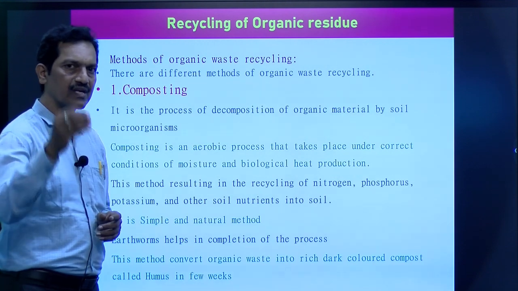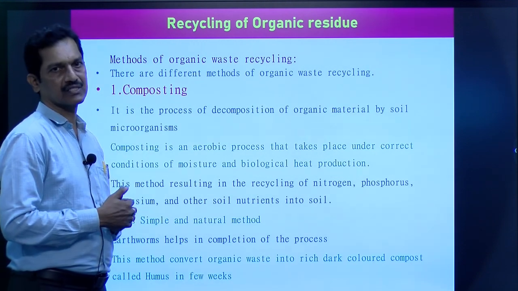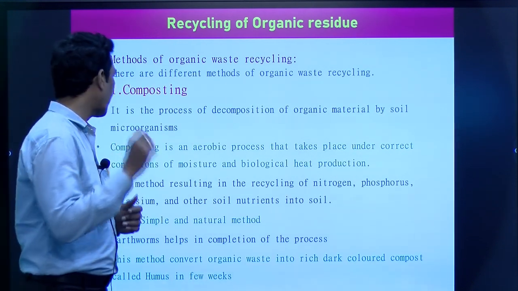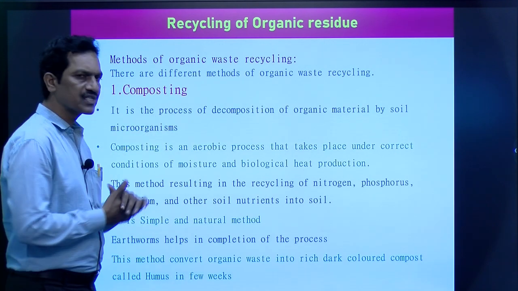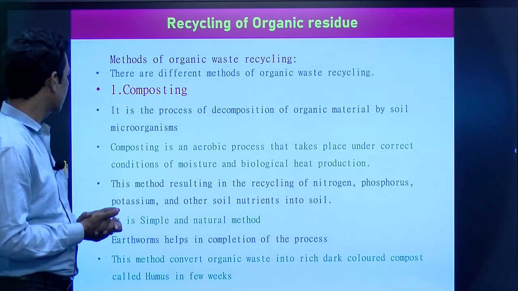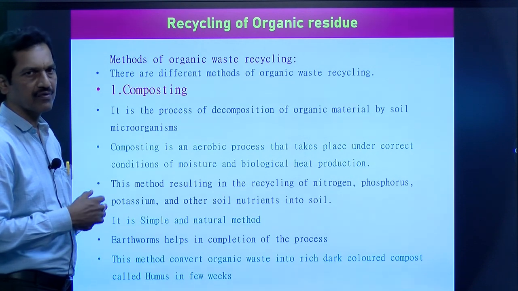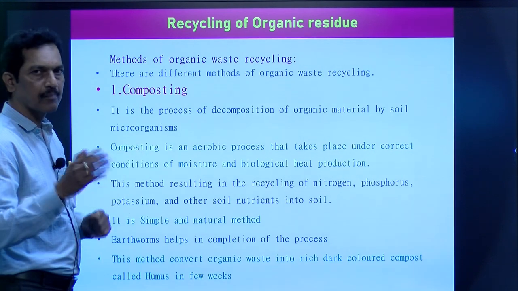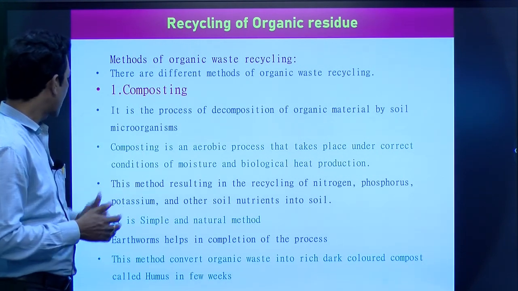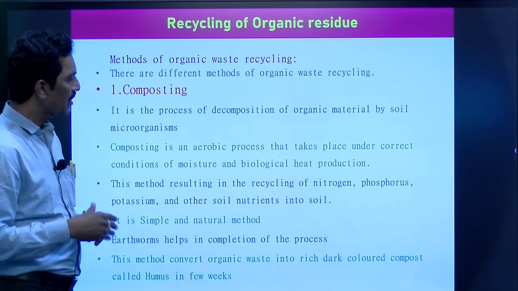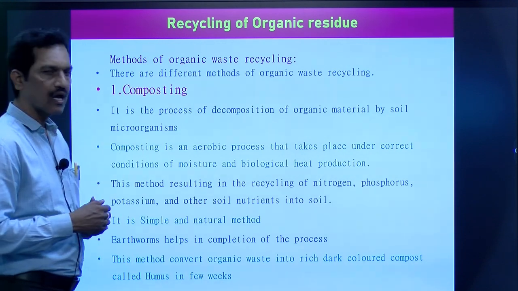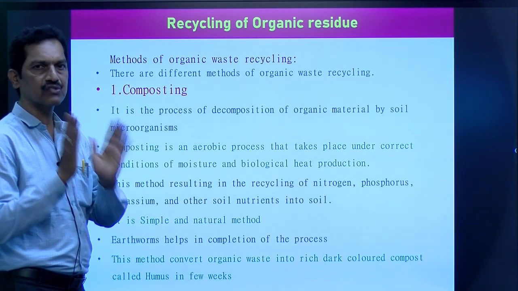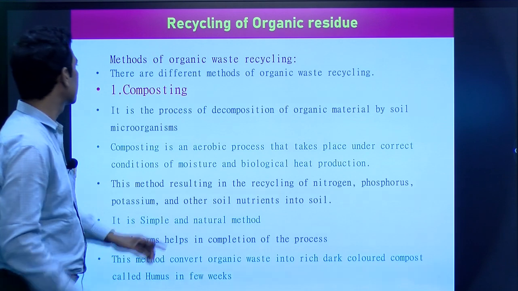These three elements are very important nutrients, especially useful for proper growth and development of plants. Composting is a very simple and natural method. After decomposition of this organic matter by microbes, the earthworms further complete the process of decomposition, and this method converts the organic waste into rich, dark colored organic matter that is called humus. Humus is useful for plant growth and development.